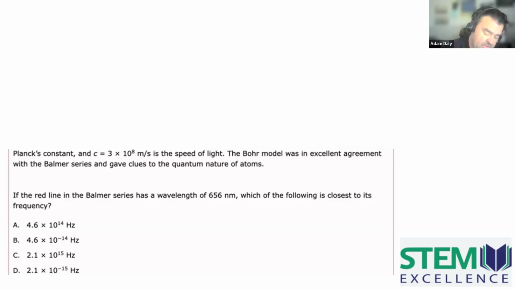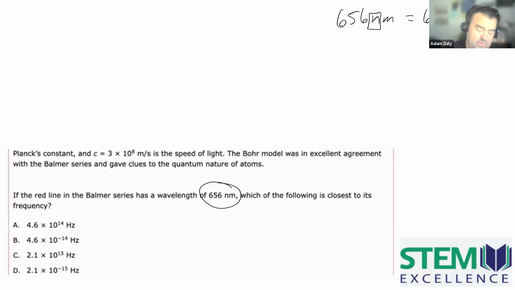This is the 656 nanometers, which we're just going to write out. We're just going to write the 10 to the minus 9 here, substituting for n for nano. There's no conversion factor, it's just direct replacement.